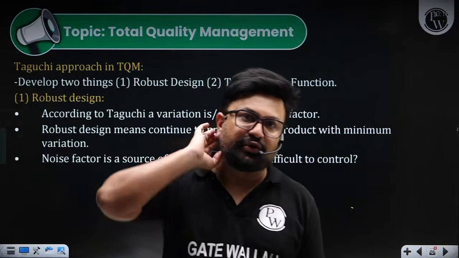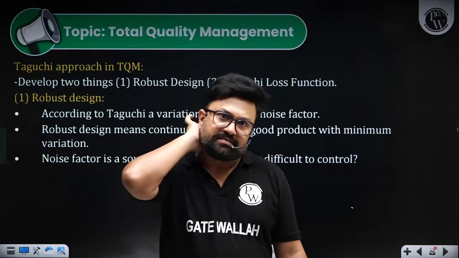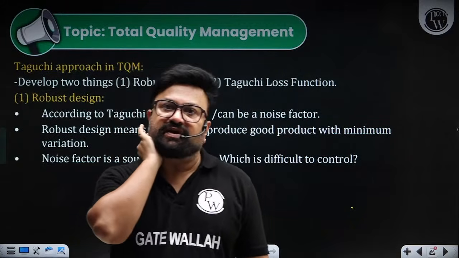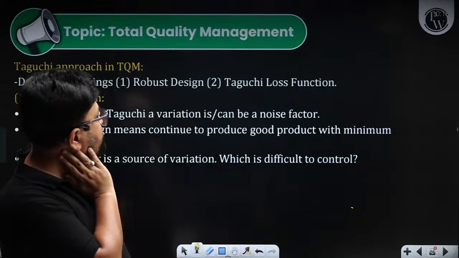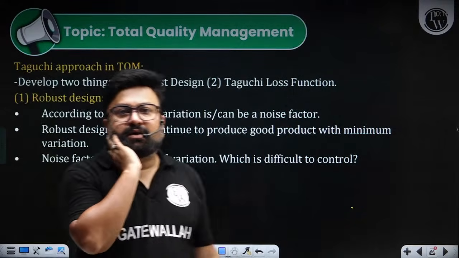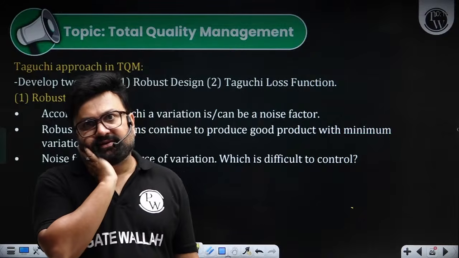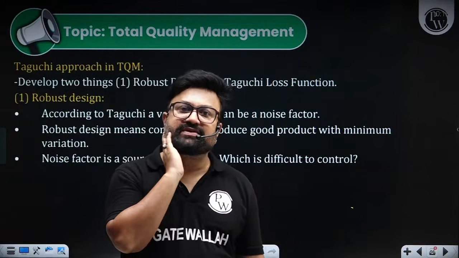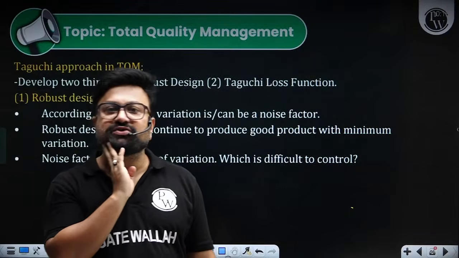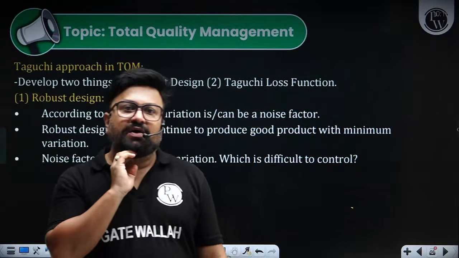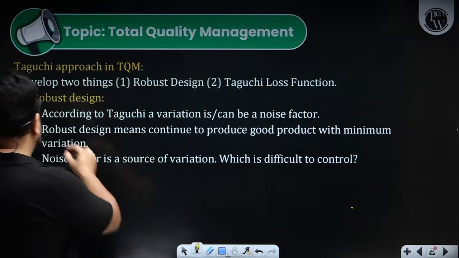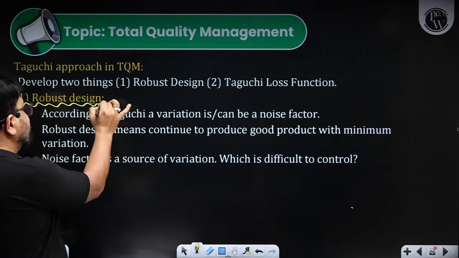Now, the Taguchi approach in TQM. What is the Taguchi approach in TQM? He developed two things. First is robust design. Second is Taguchi loss function. First, robust design.